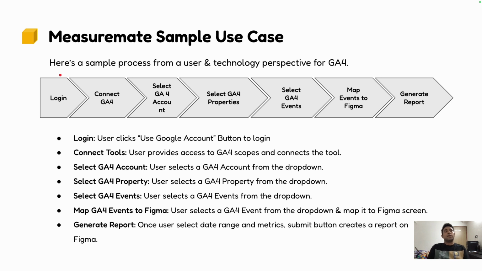Primarily, the user logs in, connects the GA4 account, creates a project with proper GA4 properties and account, and then selects the GA4 events that he wants to map with Figma. And for a Figma flow, the events are generated directly on the Figma canvas itself, right? So this is one example of how we use data and integrate it with other tools.